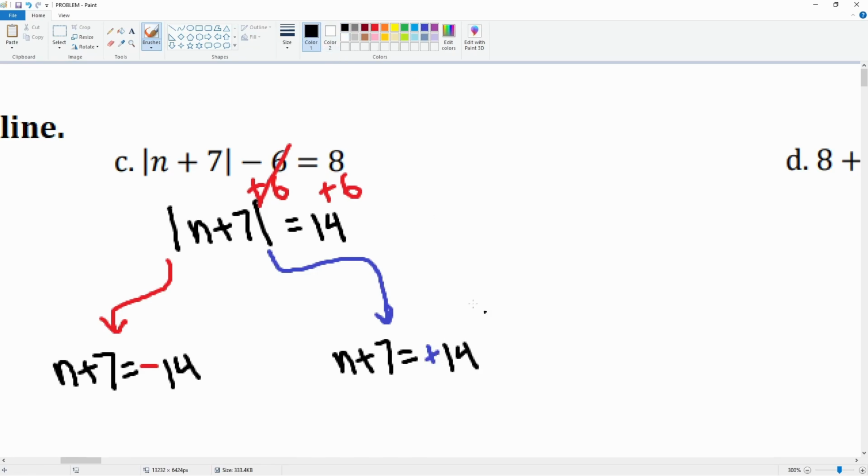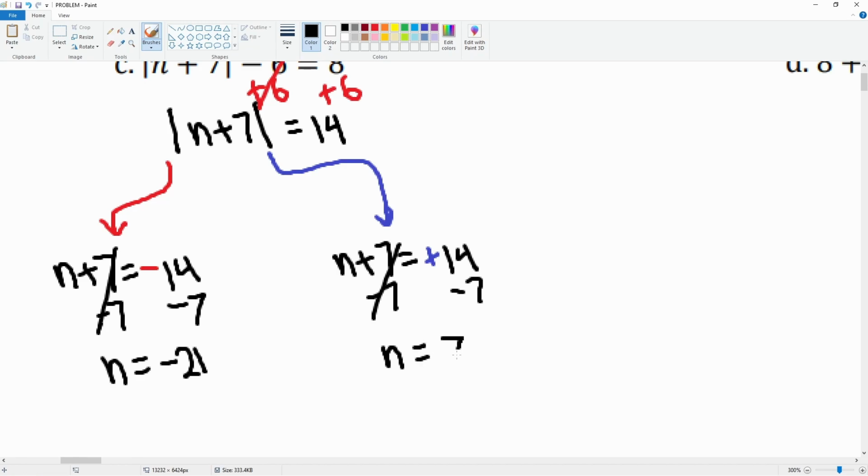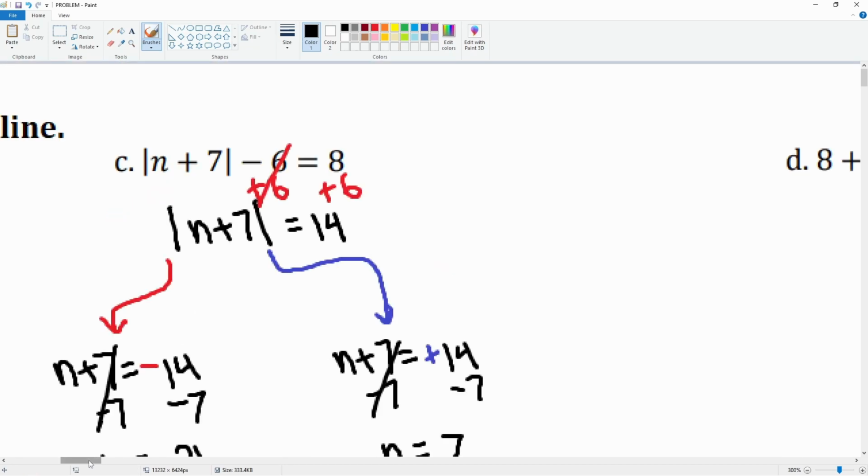So we subtract 7 from both sides. This cancels, leaving you with n equals negative 21. On the second equation, we do the same thing. We subtract 7 from both sides. This cancels, leaving you with n equals just 7. So n is equal to negative 21, and n is equal to 7 for C.